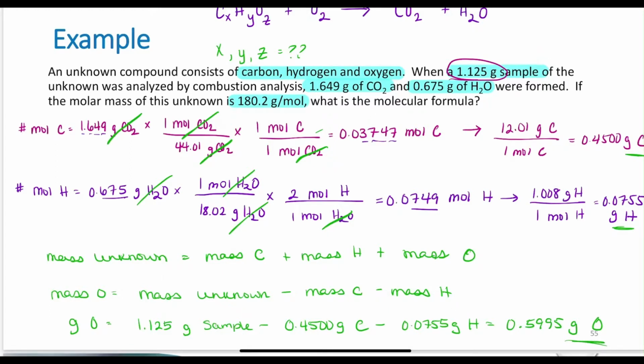Now I did run out of room and I'm going to have to erase in a sec, so please pause the video if you need to write things down now. But I do need to remember, I'm going to rewrite stuff at the top because I do need to keep track of the moles of carbon and moles of hydrogen I have because I'm going to use those in a minute. So we were able to figure out that for moles of carbon, I had 0.03747 moles. Moles of hydrogen, we found 0.0749 moles for hydrogen. And I currently know that the mass of oxygen equals 0.5995 grams.